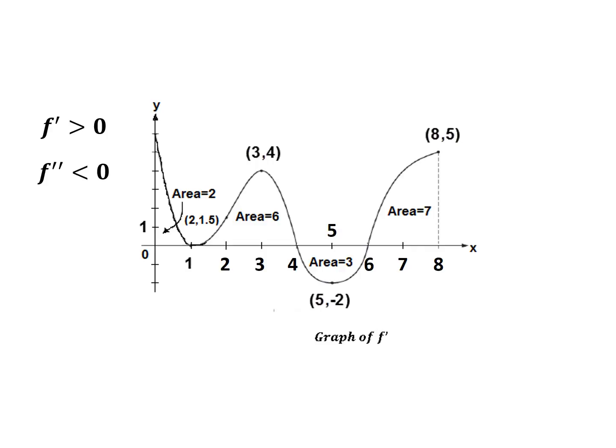On the open interval x greater than 0 and less than 1, we can tell that f prime is greater than 0, but f prime is decreasing as x increases from the graph. Therefore, f double prime is less than 0.